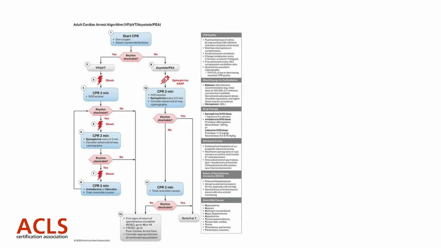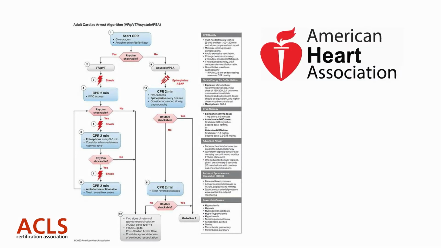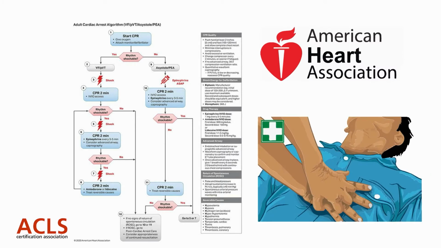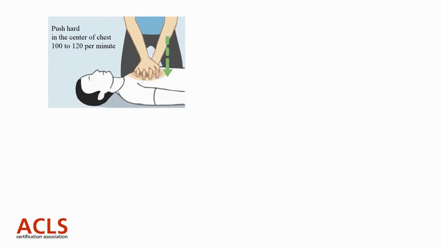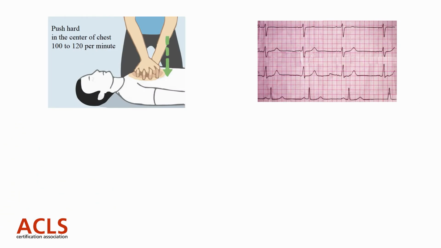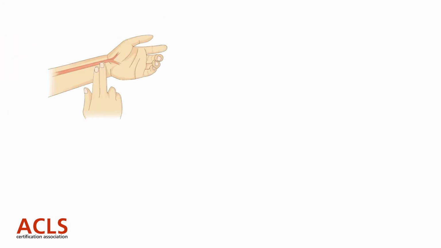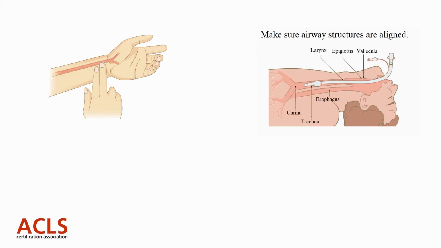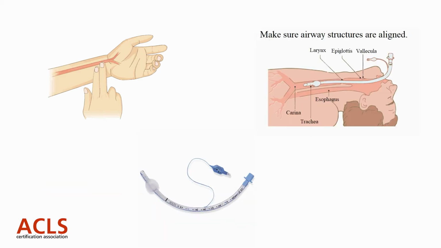The 2015 algorithms created by the American Heart Association were redesigned to be simplified with a great emphasis on high-quality CPR. Interruptions in chest compressions must always be minimized and are only necessary to assess rhythm, shock VF or PVT, perform a pulse check when an organized rhythm is detected, or place an advanced airway such as an endotracheal tube.